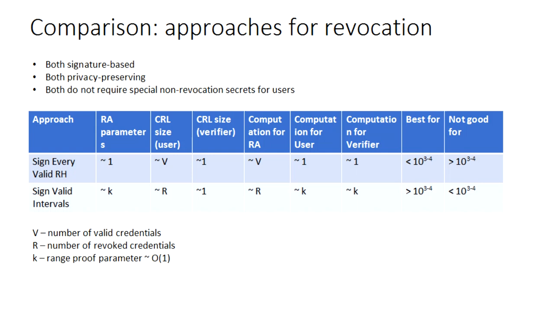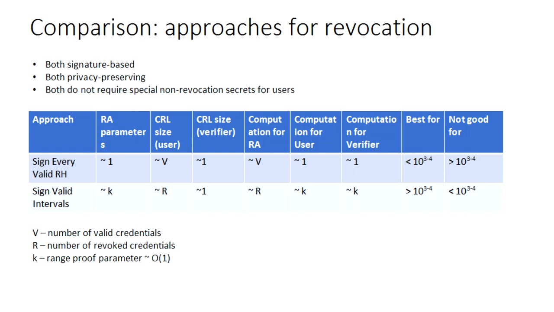The CRL size in the first approach is, of course, the number of all valid users, and in the second case, it's the number of only revoked users. So this is much smaller, and the computation power is much smaller for the array. The CRL size the verifier needs to have is very small because it's still a signature-based approach, so you only need a public key to verify the proof.